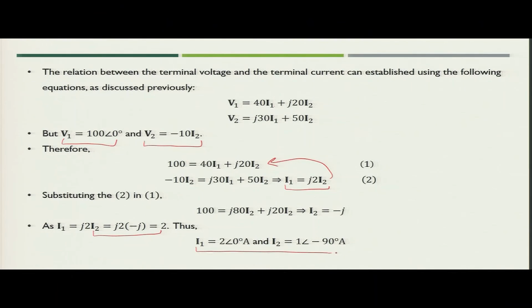So, what we can write? I1 as 2 angle 0 ampere, while I2 you can write as 1 angle minus 90 degree ampere, because j is nothing but 1 angle 90 degree. So, we have a minus sign, so you can write 1 angle minus 90 degree ampere. So, this way you can calculate the value of I1 and I2.